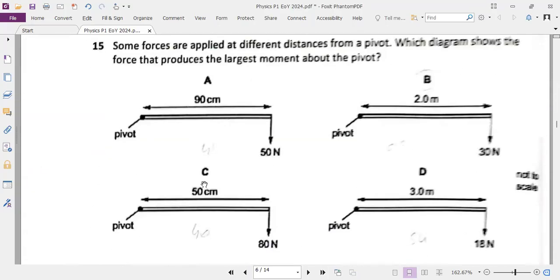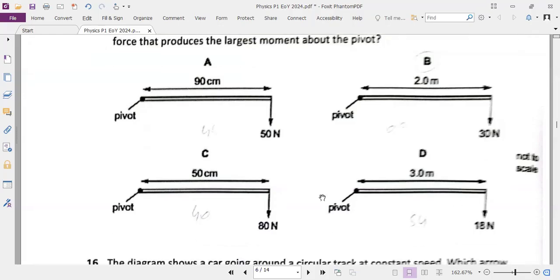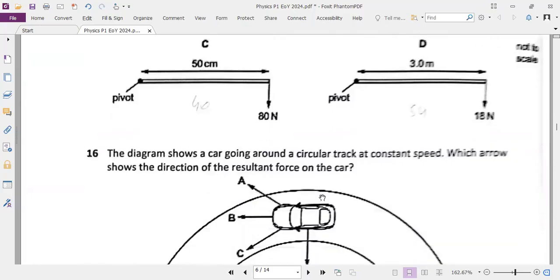Number 15, forces are applied at different distances, which produces the largest moment? So you just calculate the moment. Make sure you look at these tricky units, centimeters. So these two can't be your choice. Don't work this out, calculate and waste time. So this will be 30 times 2, 18 times 3. 30 times 2 is 60. That's greater than 18 times 3, 54.